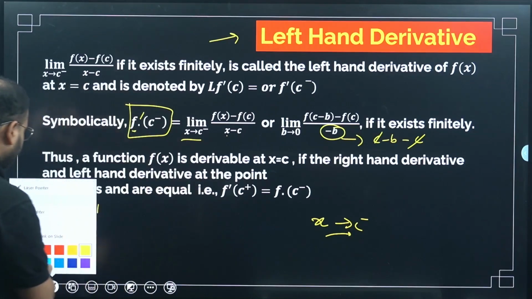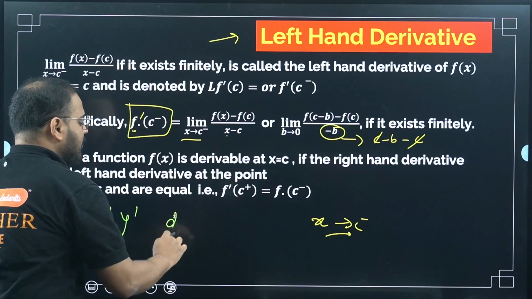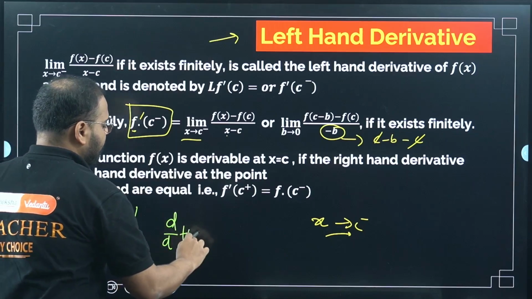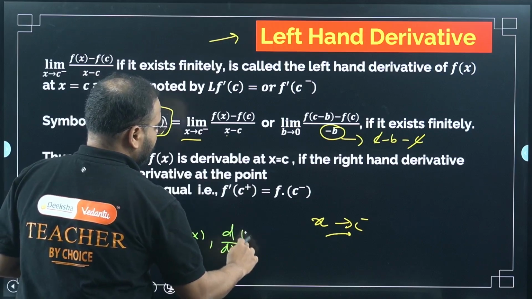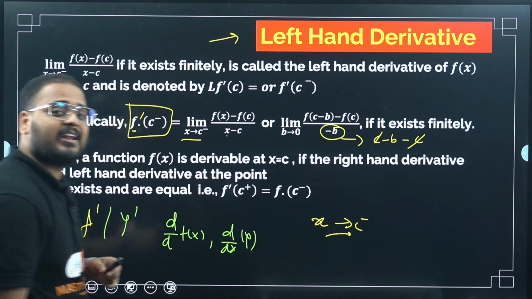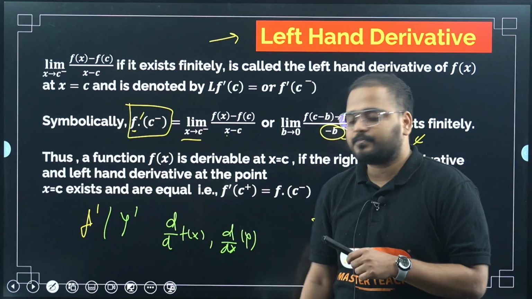I either write it as f dash, or write it as y dash, or write it as d by dx of f of x, or write it as d by dx of y. All these are symbols of derivative. I hope you understand this.